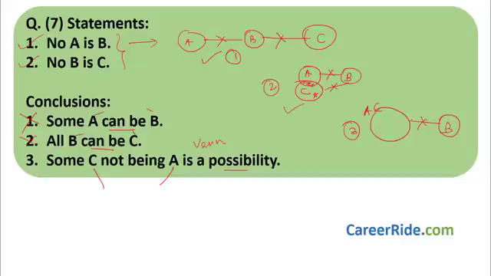Third, some C not being A is a possibility. Over here C and A completely overlap. All the C is A. So this conclusion is not possible in this case. There is no part of C which is not overlapping with A. Everything is the same as A. All C is A over here, right? So conclusion not possible here. We got one scenario where the conclusion is possible, one scenario where the conclusion is not possible. So this is a valid conclusion.